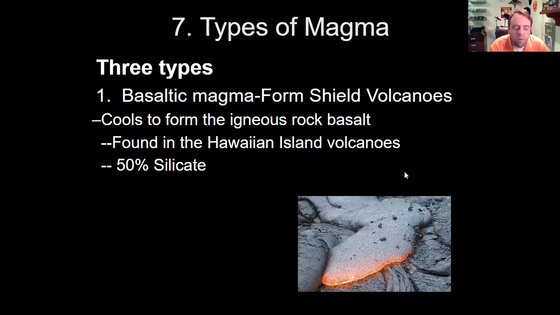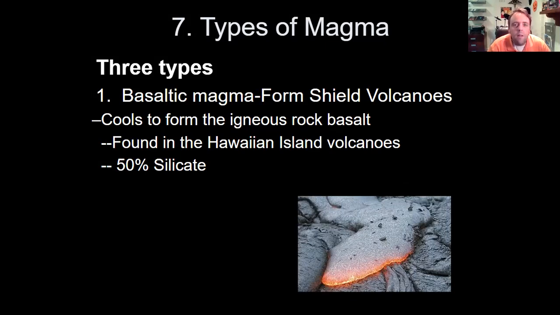So basaltic magma is very runny. Because of that low silica content, it has a low viscosity. So it just means it can run very smoothly. Very common in Hawaii and other places around oceanic crust. Remember, oceanic crust is made primarily of basalt. This is why, because the magma is very low in silicates. You can see in the picture there, it can be very hot, but it's very smooth.